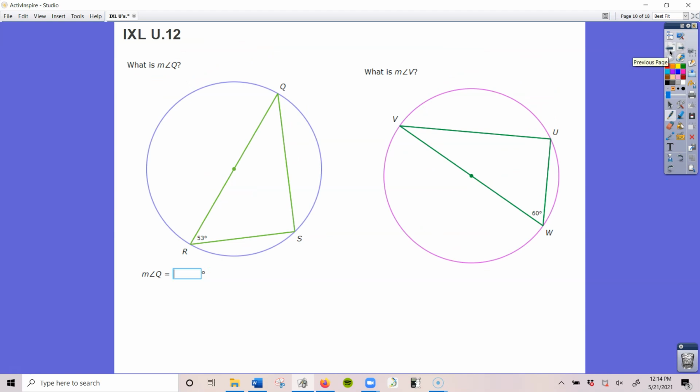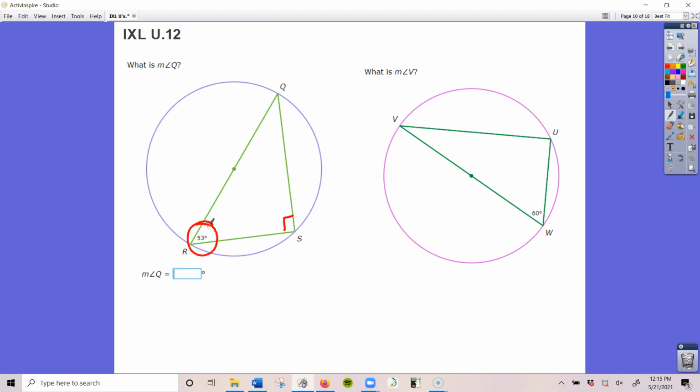So that was as hard as it gets for that IXL. Now we're going to look at U12. For U12, we're looking for the measure of inscribed angles. Now, all of these triangles here in the IXL, it says that all of these are right triangles. So that means that we look for where the right angle would be. This would be the right angle.